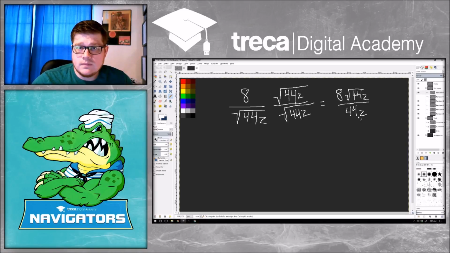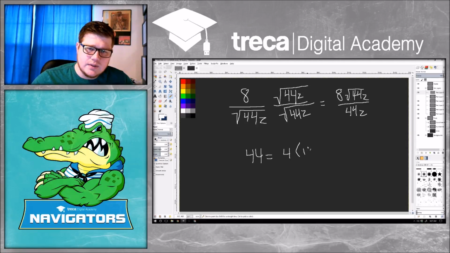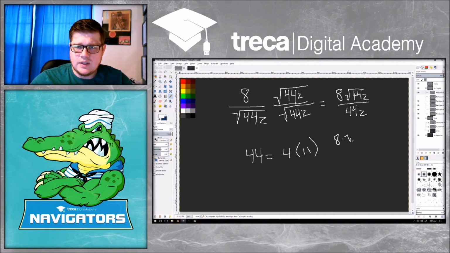Okay? This doesn't look any prettier than this. Now we're looking at 44 under the radical. And 44 is the same thing as 4 times 11. And 4 has a square root. The square root of 4 is what? What do you multiply by itself to get 4? If you said 2, you're right. So we have 8 times 2. Well, let's write it like this: 8 times the square root of 4 times the square root of 11z over 44z.